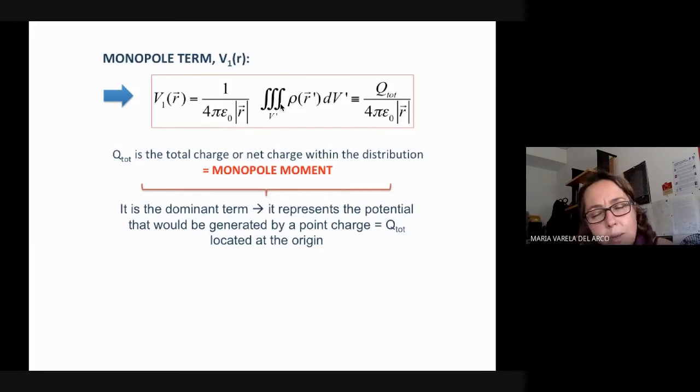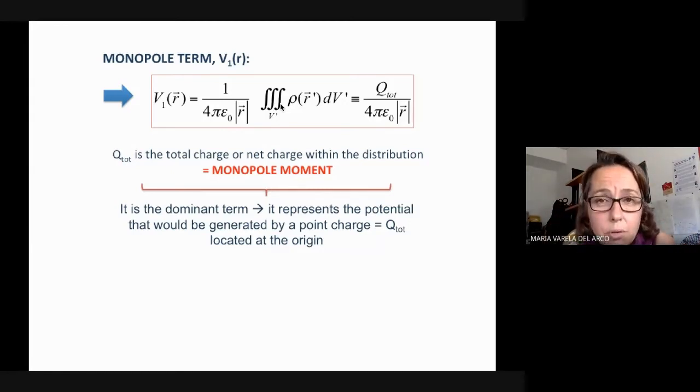But if we have any other situation where the net charge of my body happens to be finite, in other words, not null, then the dominant contribution to the potential, and therefore to the electrostatic field, as long as I am looking at things very, very far away from the distribution, is going to be just like the potential of a point charge. Of course, a charge that has a value equal to the net charge of my distribution.